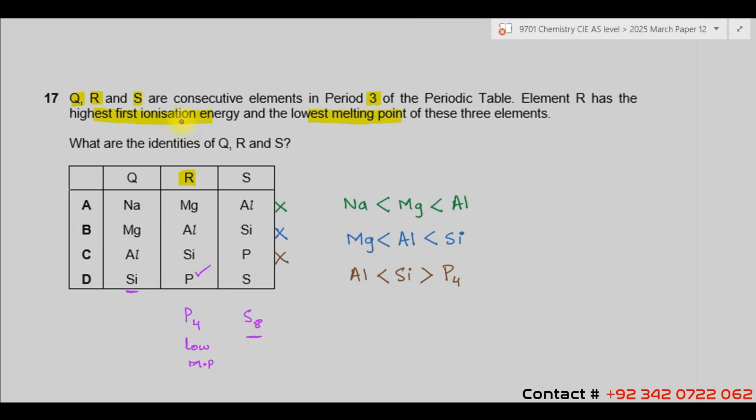Second thing is the ionization energy values. So let's find out about that for each of these. Atomic number of silicon is 14, phosphorus is 15, sulfur is 16. So we have 1s2, 2s2, 2p6, 3s2, and then in 3p we have 2 electrons.